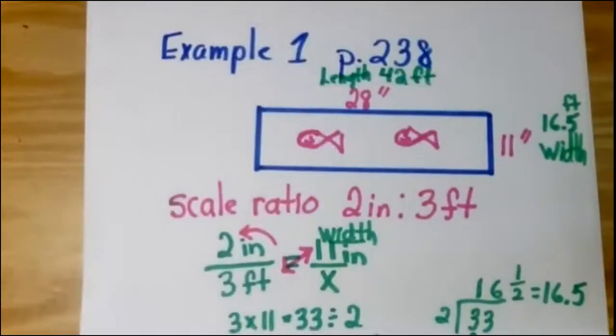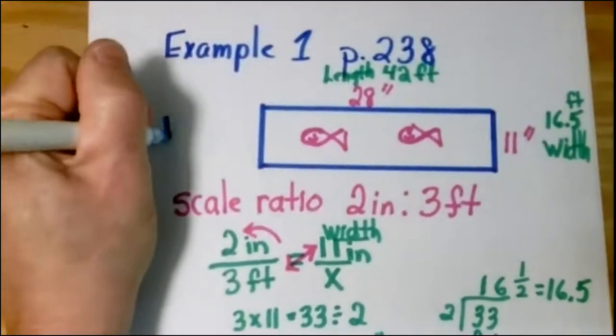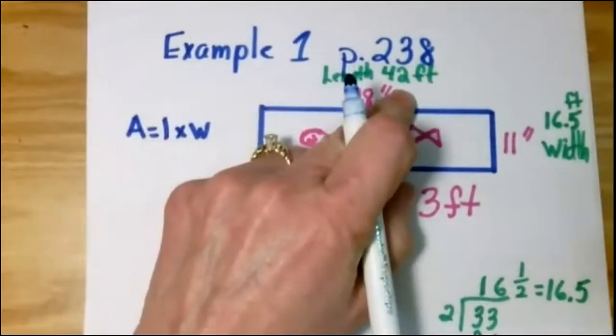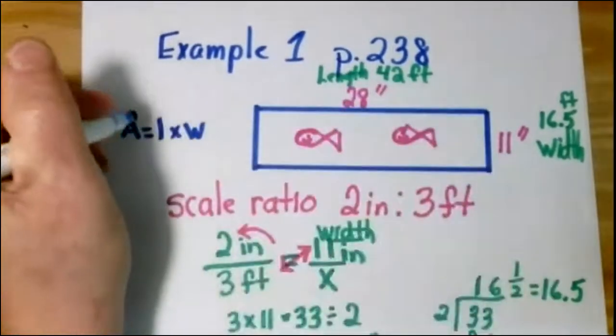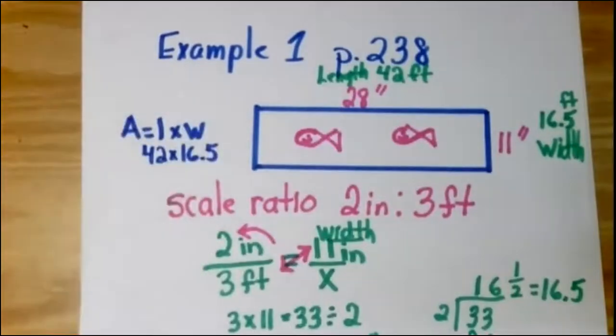Now we're not quite done yet, because the question asked us, what is the area of the actual mural? Well, that's pretty easy, right? Now we know area is equal to what on a rectangle? Area formula is length times width, right? And we know the actual length and the actual width. So it's going to be 42 times 16.5. And if we do that, what do we get?